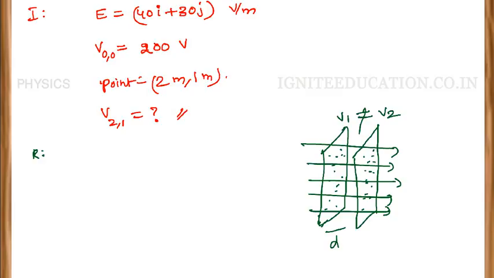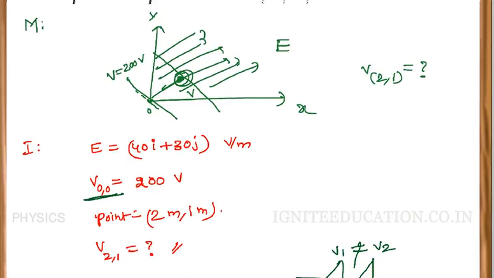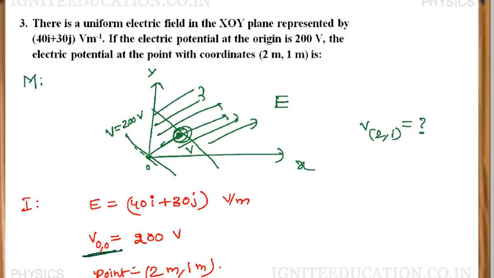So for a uniform field, if we consider 2 points on 2 different planes, they will have 2 different potentials. Here also there is an origin, and there is a potential at origin. Assume that the origin is here, and you need to find a potential at some other point like this. That means we need to find the potential difference. Actually the question is, we need to find the electric potential at the point with coordinates 2 m, 1 m, that means the potential at this point.